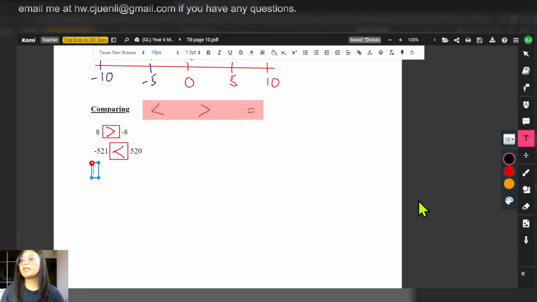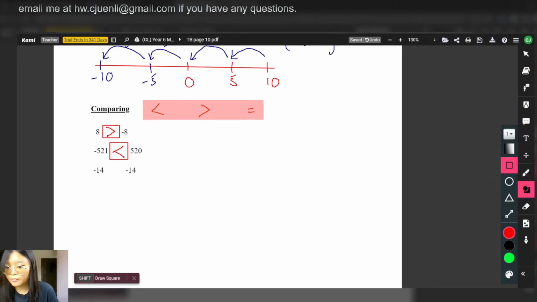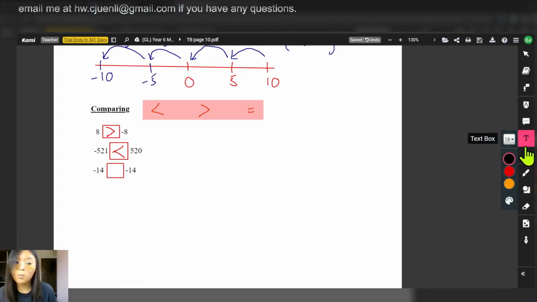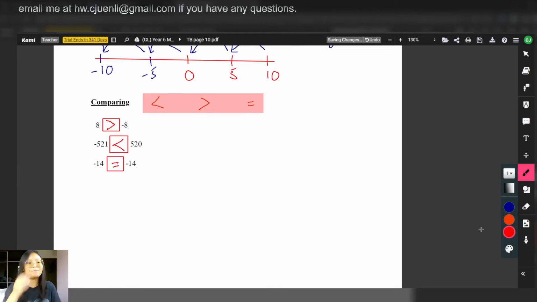Now this last one is basically when two numbers are the same, right? So let me just put a negative 14 and negative 14 over here. They are the same thing, they're the same value. Unlike 8 and negative 8, they are not the same. One is smaller, one is bigger. Negative 14 and negative 14, they are the same thing. So that's why we're going to put this equal sign right over here, right?